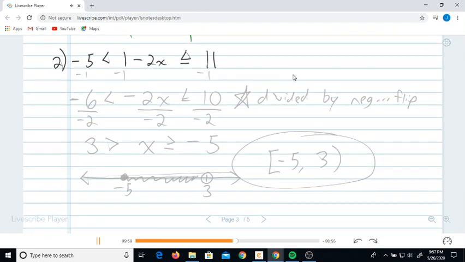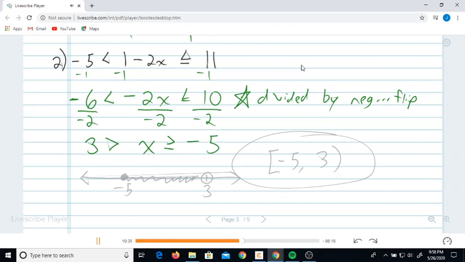Now let's look at example number 2. To get the x by itself, we'll start by subtracting 1 from all expressions. So that's -6 is less than -2x, which is less than or equal to 10. Now notice here, to get the x by itself, I divided everything by a negative, so we still have to flip. We divided everything by a negative, so we're going to have to flip the inequality signs. So here I would get 3, flip the sign, x, flip the sign, -5.